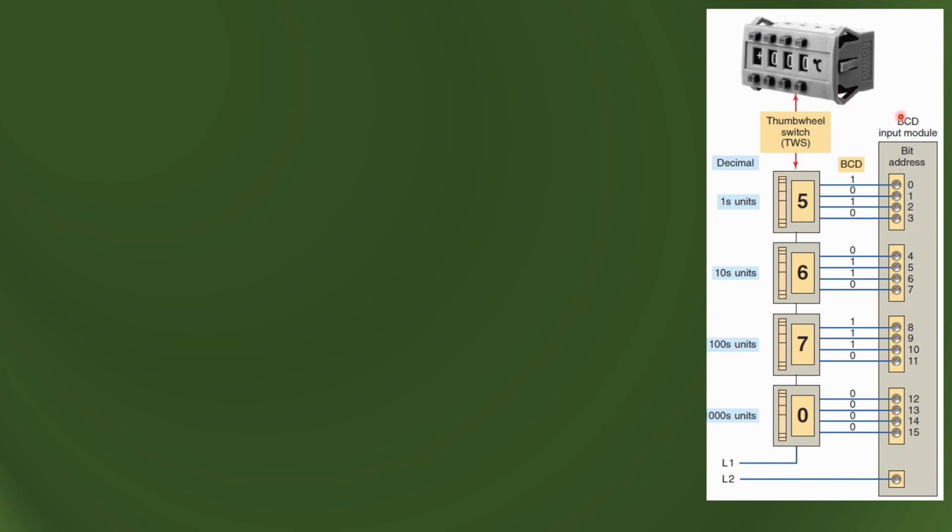So here is a thumb wheel switch, TWS. It has 4 digits which can be changed from here. Maybe the first one is at the 1s place, the 10s place, the 100s place, and the 1000s place. Here the number 1 is mistakenly missing, so it is fundamentally 1000.